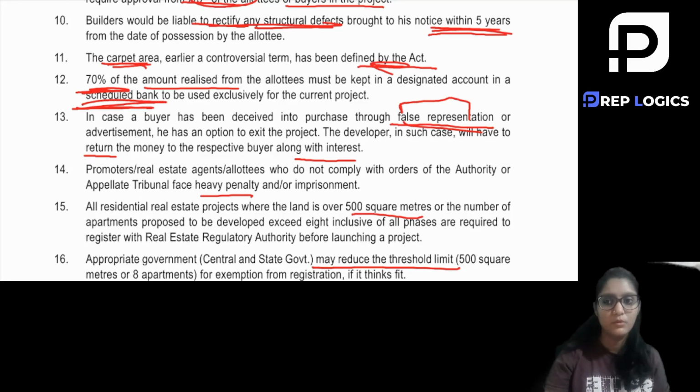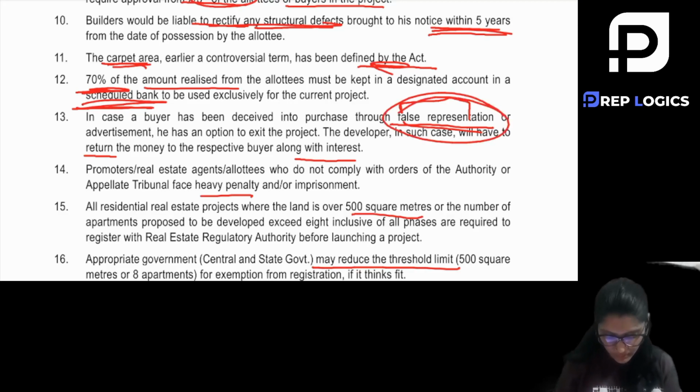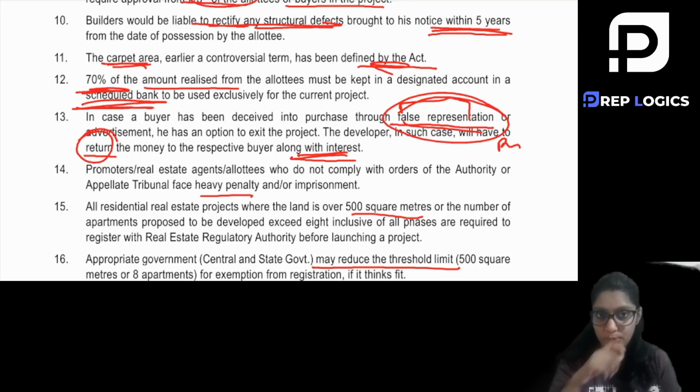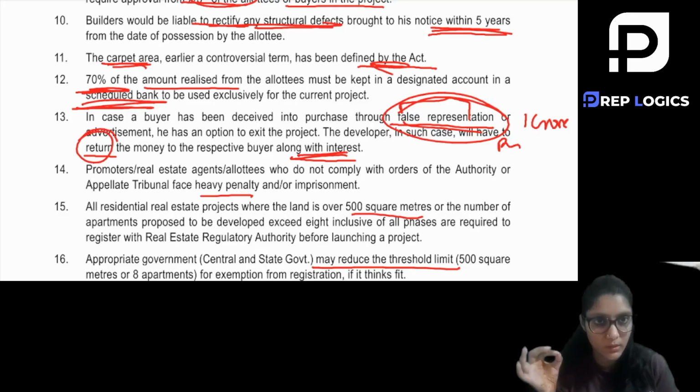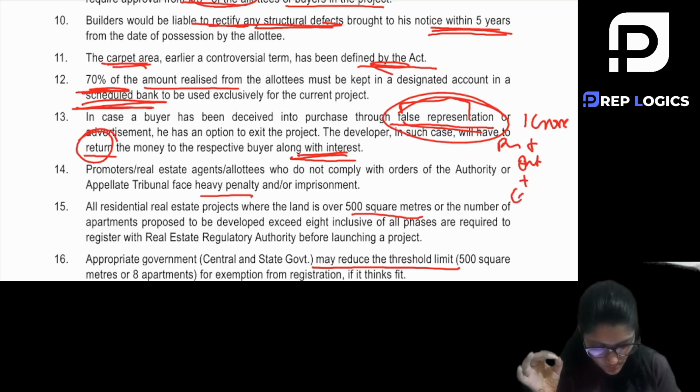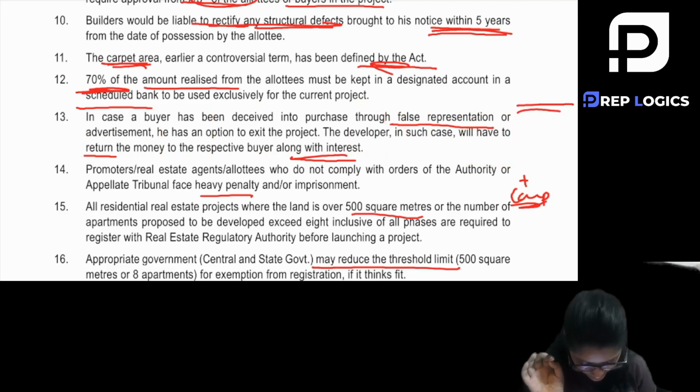So when this comes to the notice of the buyers, that this is a false representation, the promoter needs to return the money along with the interest. Suppose the person has given the promoter 1 crore rupees, so he needs to return 1 crore rupees plus interest plus compensation if the property was bought due to some false representation. I hope you are able to understand this point.